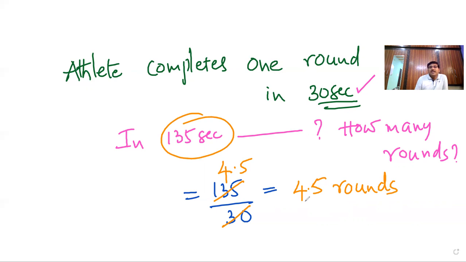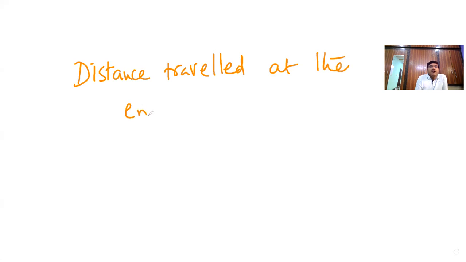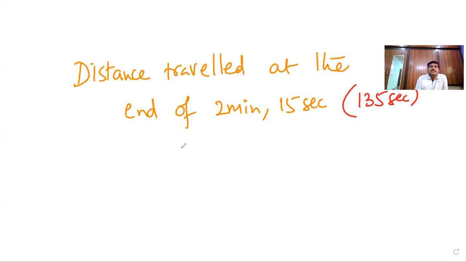In 135 seconds, he completes 4.5 rounds. That means complete 4 rounds and half more. Yeah. Now, what is he asking? Distance traveled at the end of 2 minutes 15 seconds. 2 minutes 15 seconds means at the end of 135 seconds.